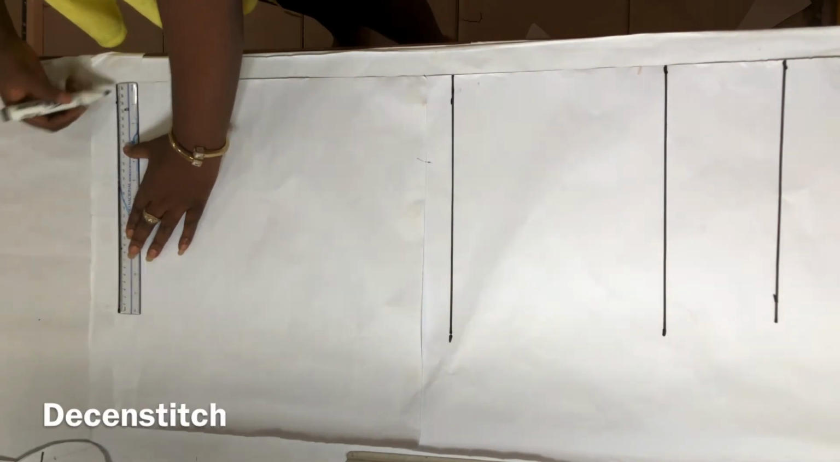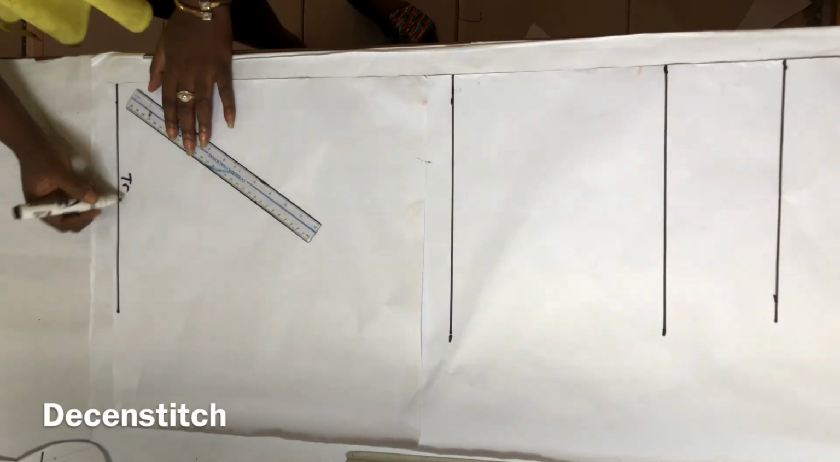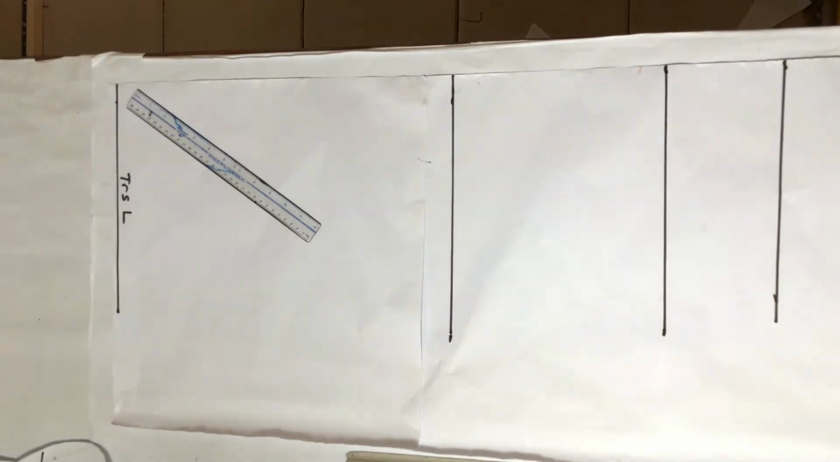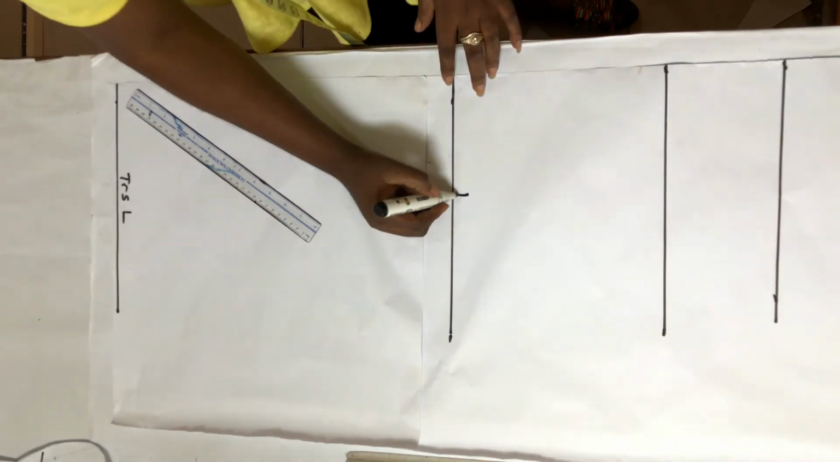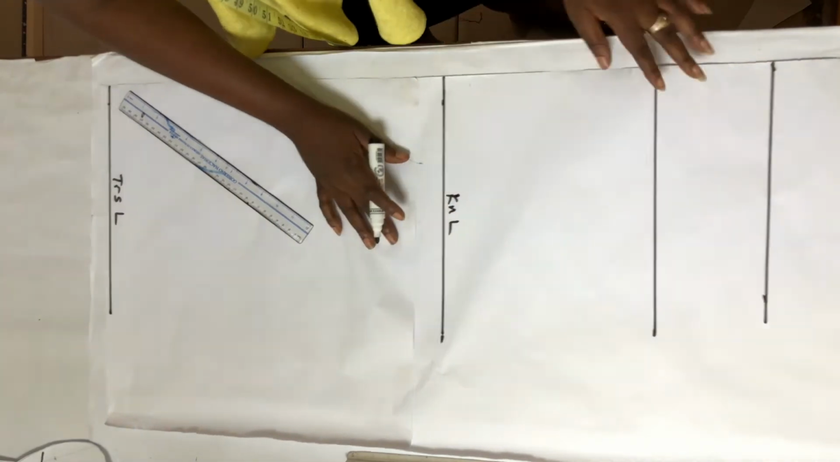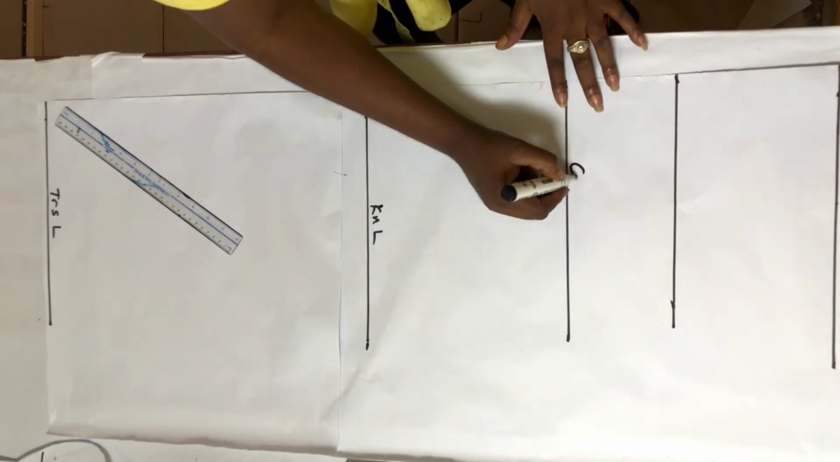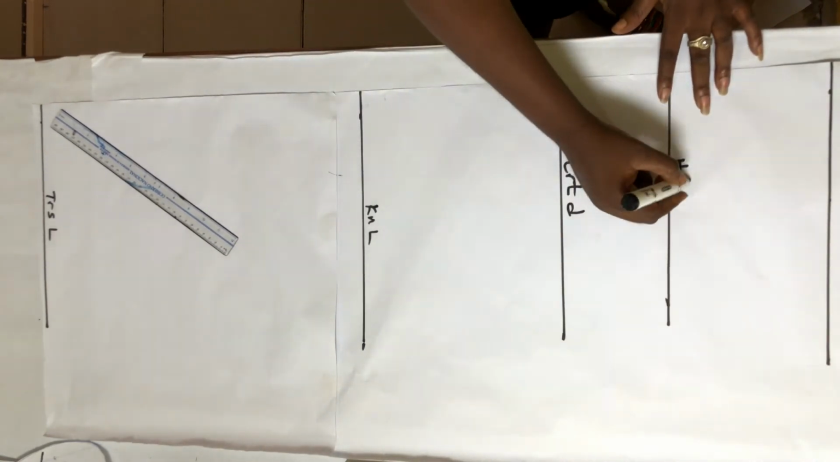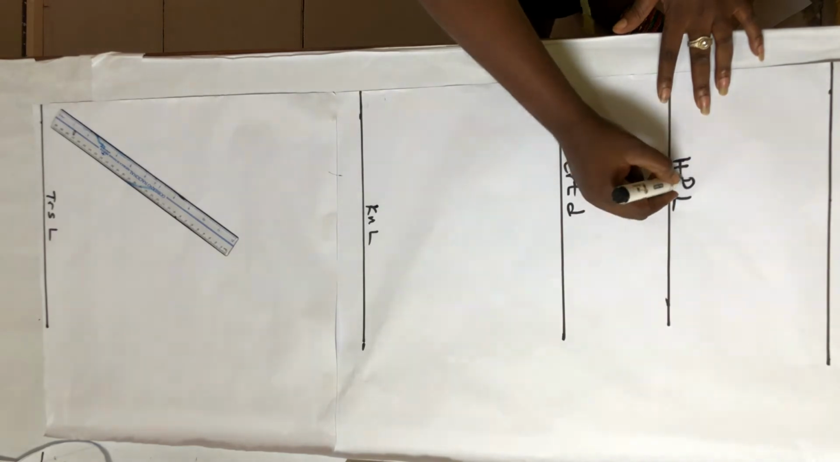This is the trouser length. This is the knee length. This is my crotch depth line. This is the hip length line. And this is the waist line.